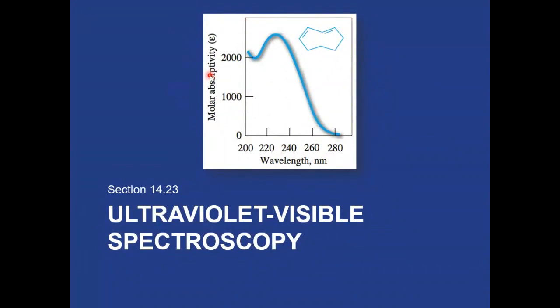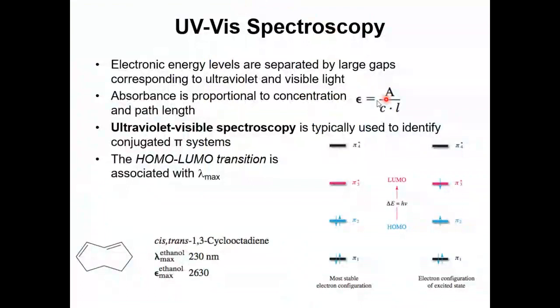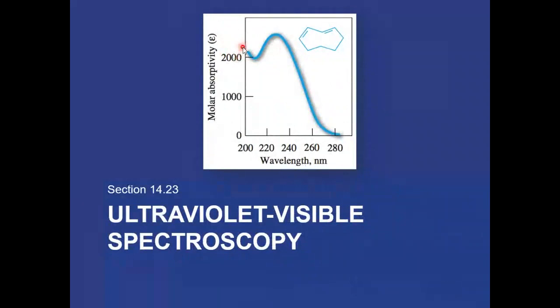So in this particular molecule, you will see the UV visible spectrum look like this. In a UV visible spectrum, usually the y-axis will be either absorbance or absorptivity. The absorptivity is calculated from this equation. A is absorbance, C is concentration, L is path length. And the x-axis is not a frequency unit.